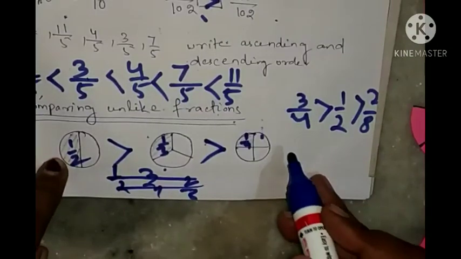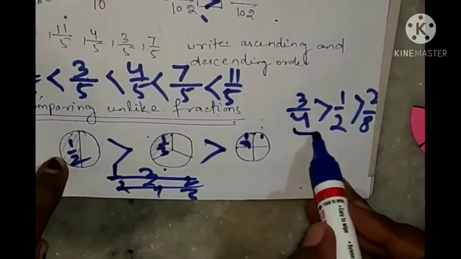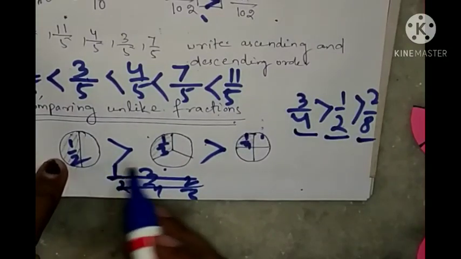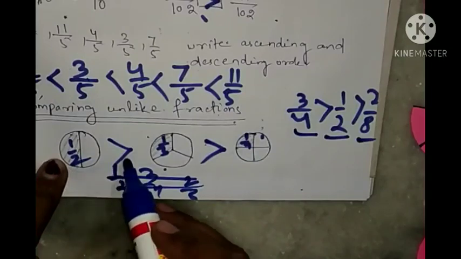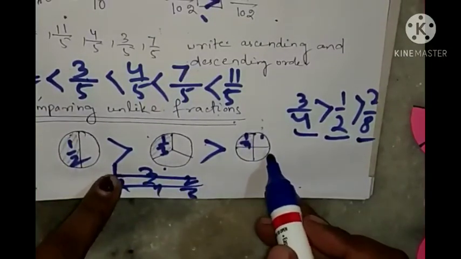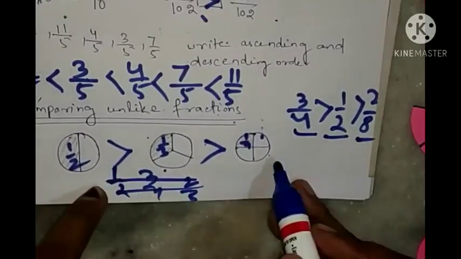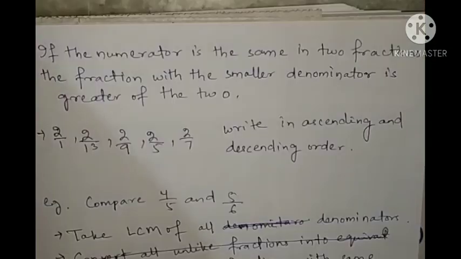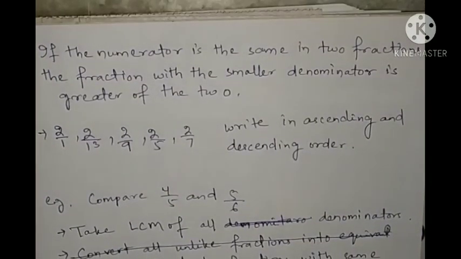These are unlike fractions. Why? Because you see the denominators are different. Here you can see 1 by 2, 1 by 3, 1 by 4. So denominators are different, so these are unlike fractions. And unlike fractions, like this, by looking at the size, we can compare them. So let's find another method to compare the unlike fractions.